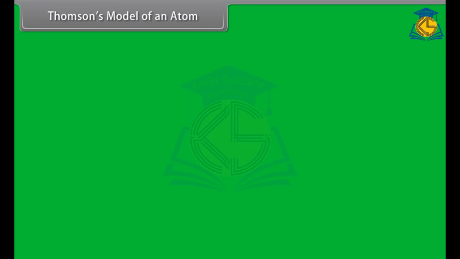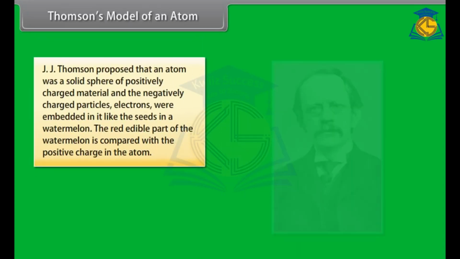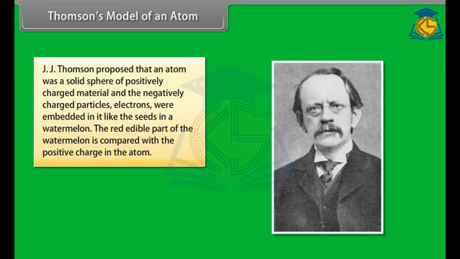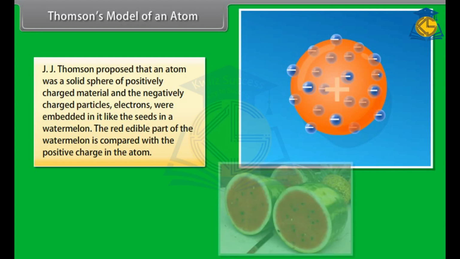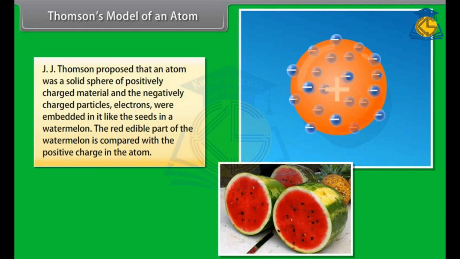Thomson's model of an atom. J. J. Thomson proposed that an atom was a solid sphere of positively charged material and the negatively charged particles, electrons, were embedded in it like the seeds in a watermelon. The red edible part of the watermelon is compared with a positive charge in the atom.